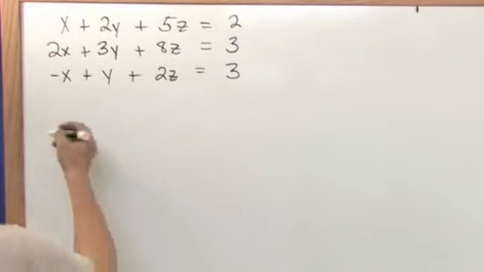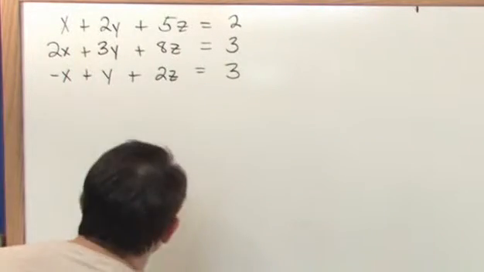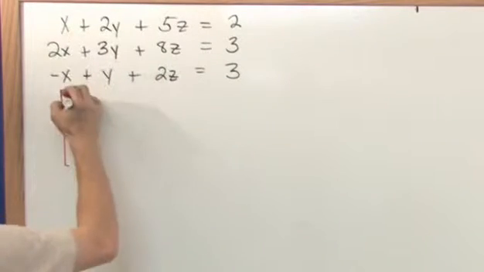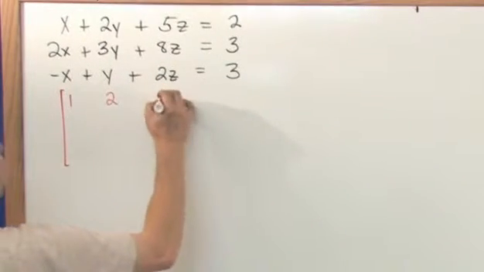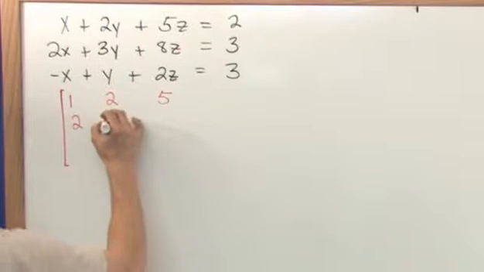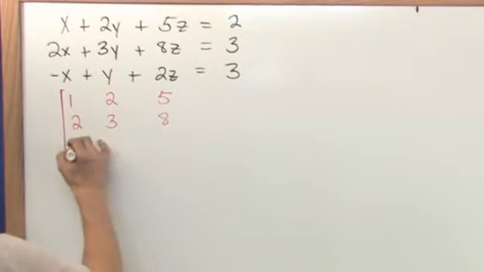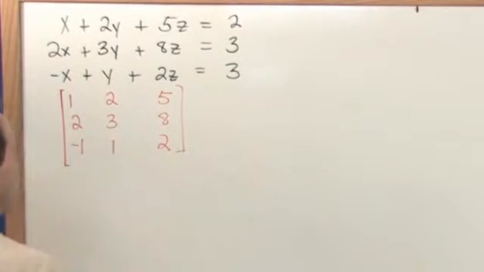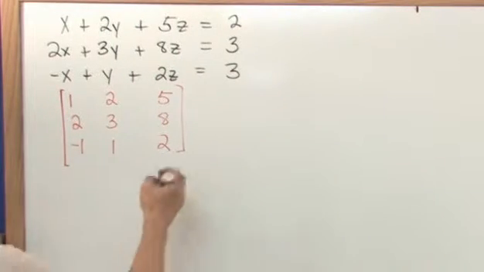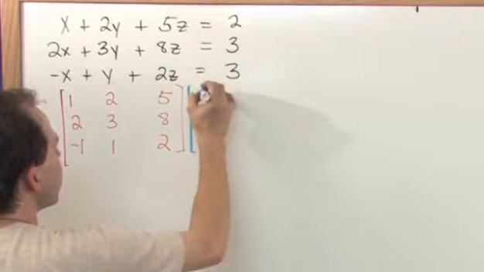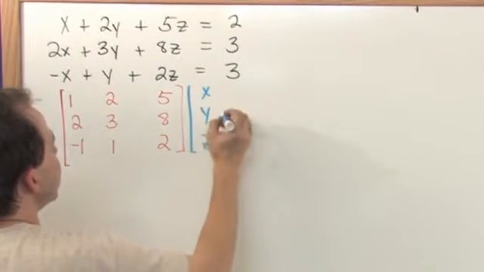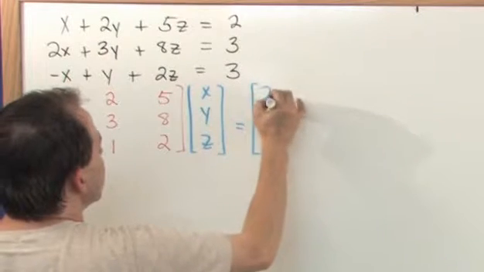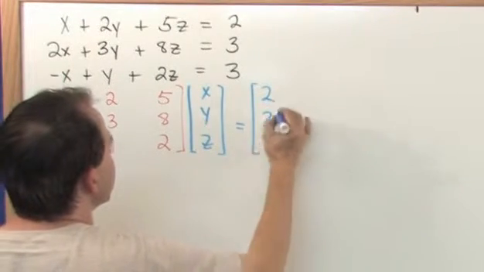And we already know that we can write this in matrix form. We've been doing that this whole time. So let's go ahead and do that right now. You have the coefficients here, 1, 2, 5, 2, 3, 8, negative 1, 1, 2, okay? And I'm going to go ahead and switch colors for us here. You're going to multiply this by x times y times z, and on the right-hand side, you're going to have the B matrix over here, 2, 3, 3.